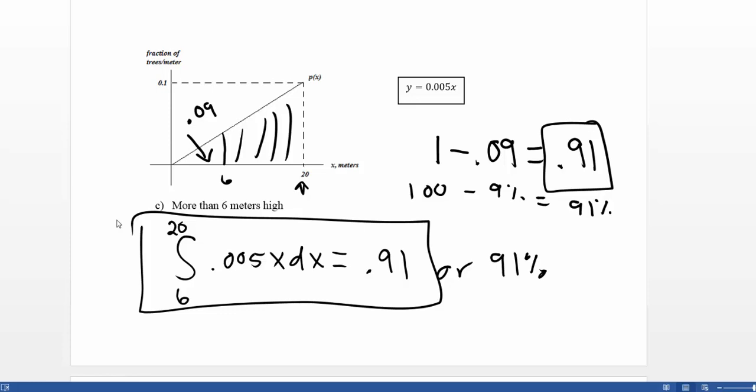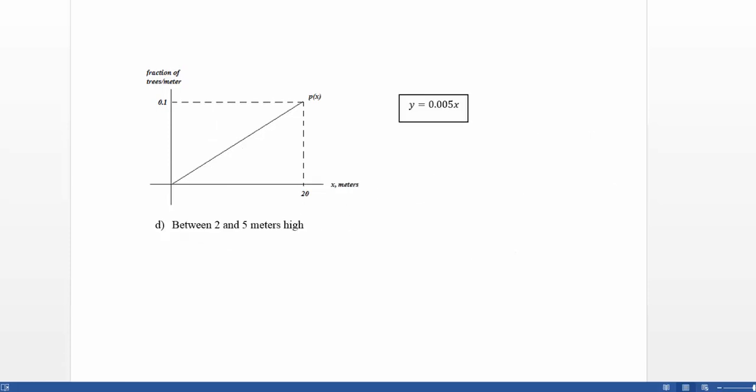Finally, let's look at a percentage that doesn't include one of the endpoints. Part D. Find the percentage of trees that are between 2 and 5 meters high. So notice now that I'm not using 0 as a starting point. And so again, I'm looking for this area that's trapezoidal in nature, or you can break it up into a rectangle and triangle if you were to approach this geometrically.